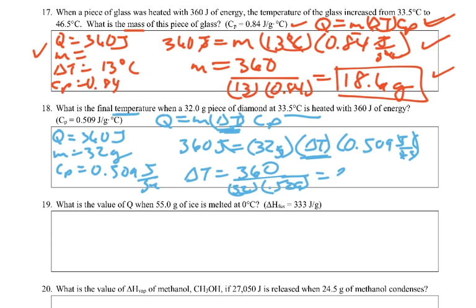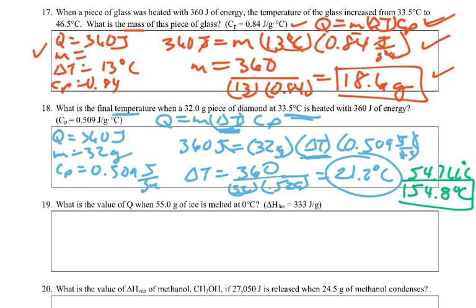So my answer I get is 21.2 degrees, but that's not my answer because that is the delta T. So if we started with 33.5, so I'm going to add that in, then I'm going to end up with my final answer being 54.76. Okay, I'd call that probably 54.8 degrees Celsius. So that would be my final answer. Okay, so I'm going to find my delta T and then add it to 33.5 to get my final answer.